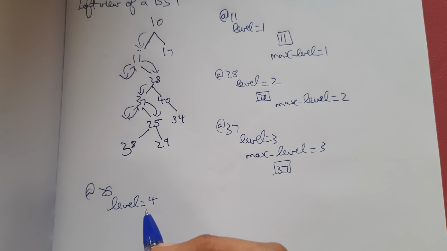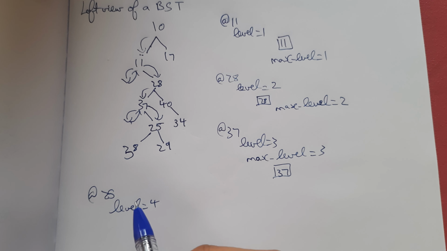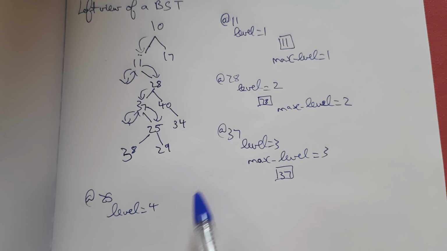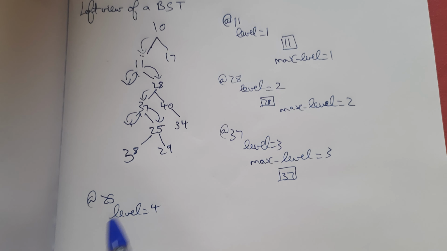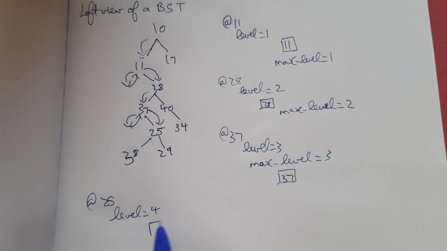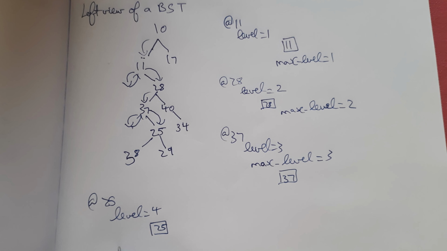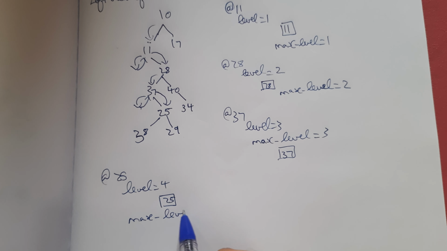At node 25, we check if the max level is less than the current level value. Since that is the case, we print 25, we assign max level to 4, and we print node 25.